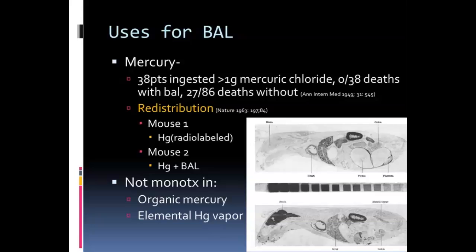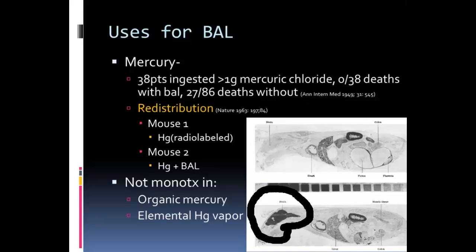On the right is the tail, on the left is the head. The first mouse on the top was given radio-labeled mercury, and you can see that it's accumulating somewhat in the liver and in the kidneys, and then the bottom was given BAL in addition to mercury, and you can see the liver and the kidneys are still lighting up a bit, but that area on the left here is brain tissue, and that is the evidence that BAL redistributes mercury into the brain.